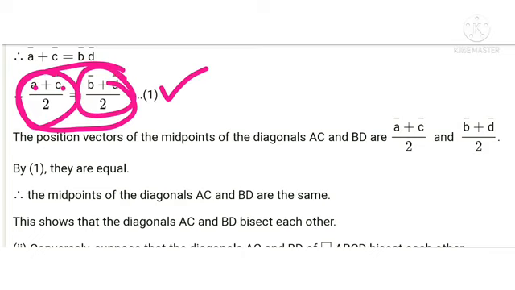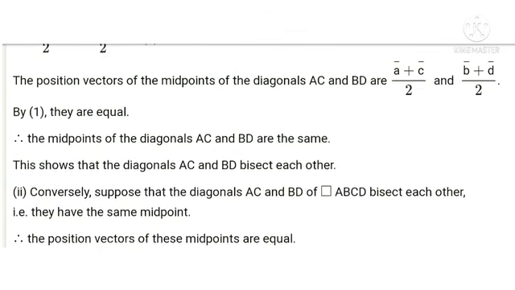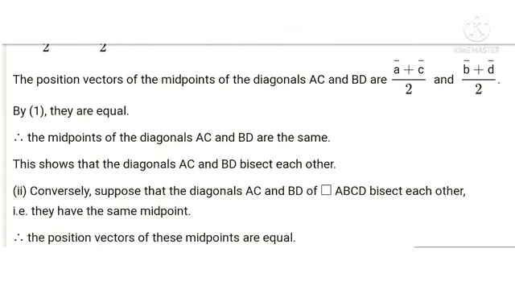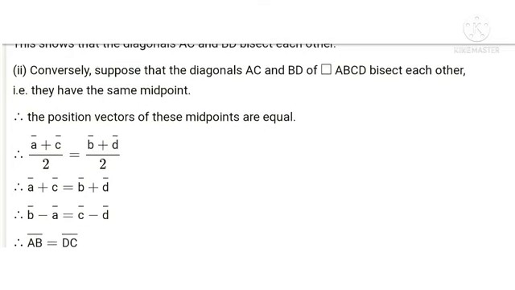Therefore we get position vectors of the midpoints of diagonals AC and BD are A bar plus C bar upon 2 and B bar plus D bar upon 2. And we are given these are equal. So that means these two are equal, means the midpoints of diagonals AC and BD are the same. Okay. This shows that the diagonals AC and BD bisect each other. And here, since if and only if is the condition, we prove the converse. What is the converse? If diagonals bisect each other, then it is a parallelogram.